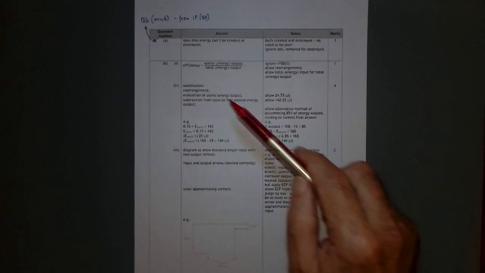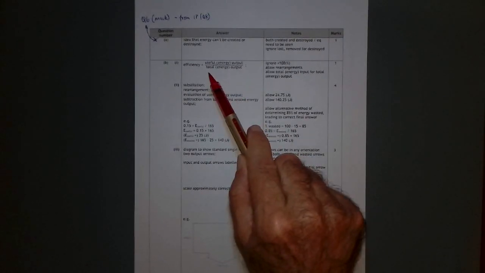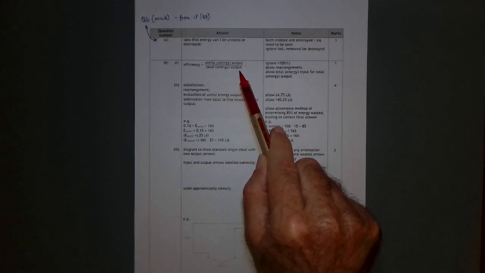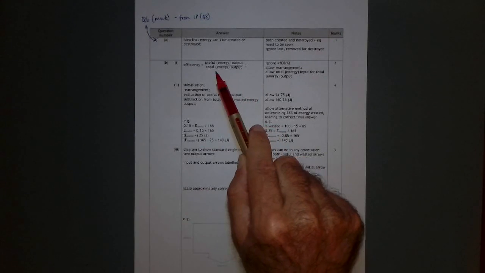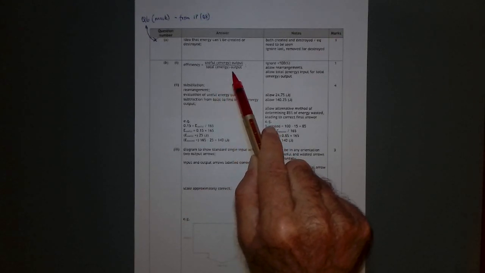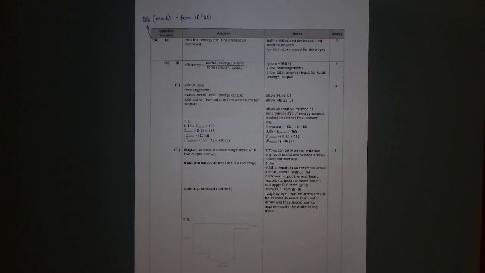this is the mark scheme, hopefully we can see it. So it's the useful output over the total energy output. Total energy output is equal to the energy input. So I should have written in my answer that's the total energy output.